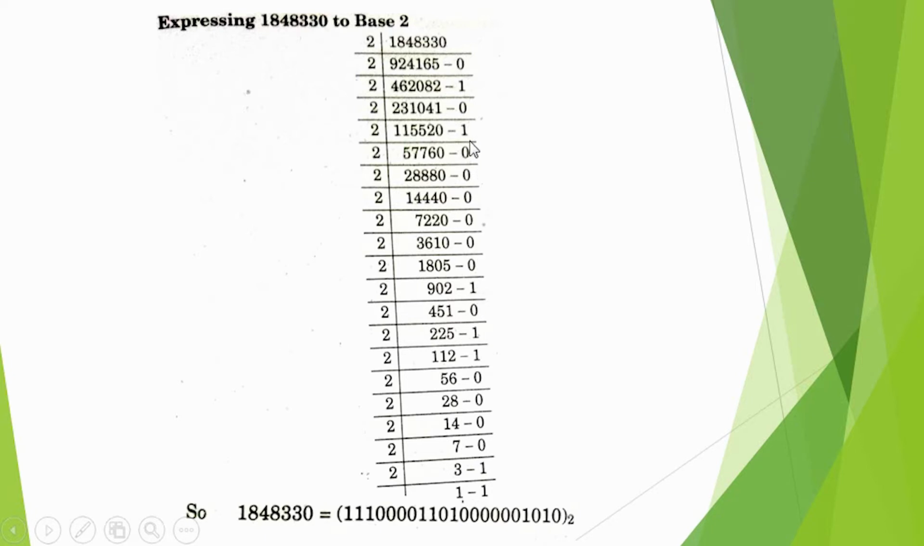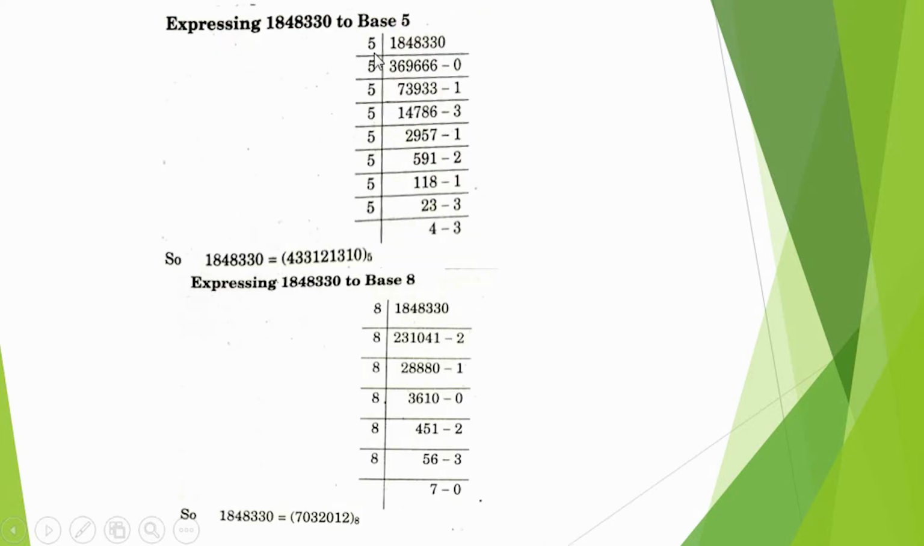Now we write these number 1 1 1 0 0 0 0 1 1 0 1 0 0 0 0 0 0 1 0 and 1 0. Now we convert this number into base 5.